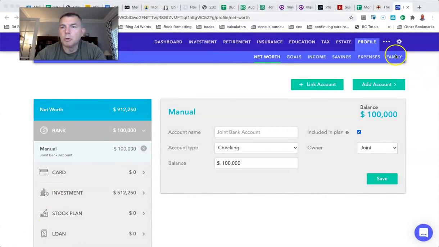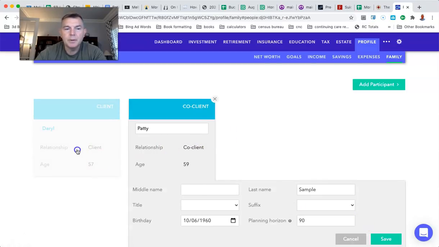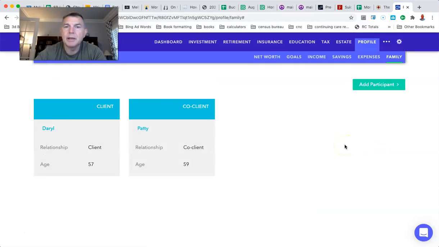Now, when I say a real world example, we're going to change the names to protect the innocent, if you will, or maybe the guilty. But basically, we got Daryl, who's 57, and Patty, who's 59. We have them both living until they're 90. All right. We got them living in North Carolina because we want them to have to pay state income tax on any income they have. We're going to go to net worth.